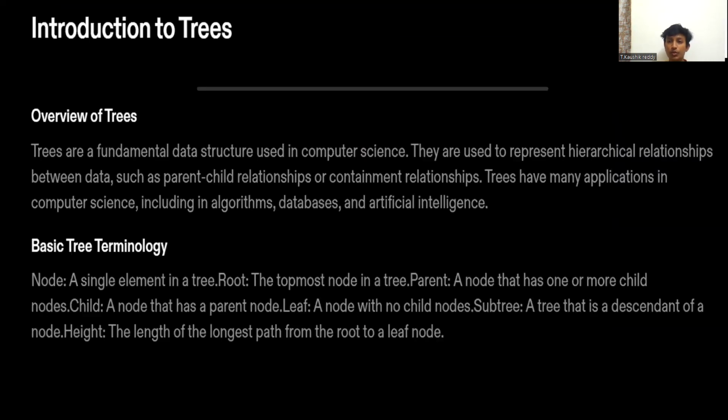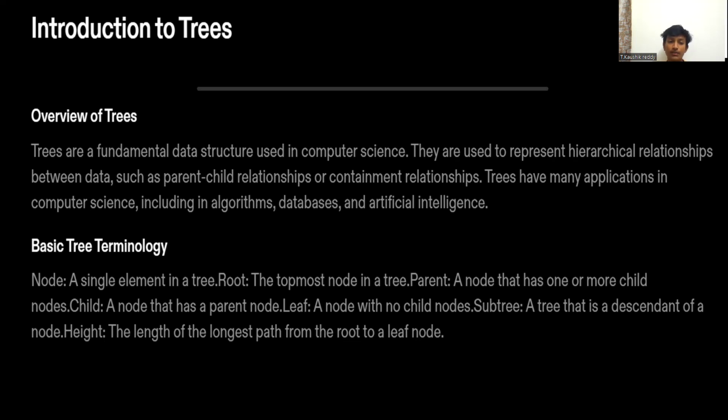First, introduction to trees. An overview of trees: trees are fundamental data structures used in computer science. They are used to represent hierarchical relationships between data, such as parent-child relationships or containment relationships. Trees have many applications in computer science, including in algorithms, databases, and artificial intelligence.